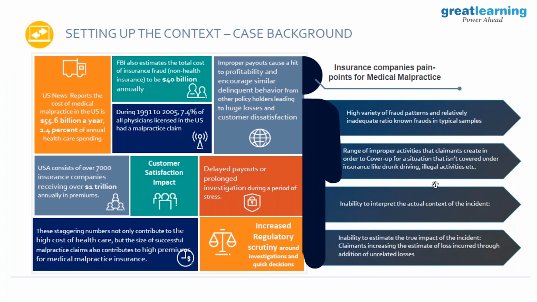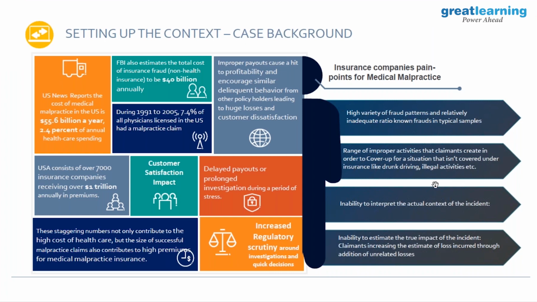Now, from an analytics perspective, if there is no pattern, it becomes the biggest challenge. Secondly, there is a range of improper activities that claimants create. They would create a situation that isn't covered under insurance, something like drink and driving or an illegal activity, so as to claim an amount which is practically not to be paid. Now, the third challenge is the judicial system. They cannot interpret the actual context of the incident. They are only perceiving it based on the documentation, based on the report submitted to them via the medical or legal channel. So both scenarios may be corrupted. That's the idea.